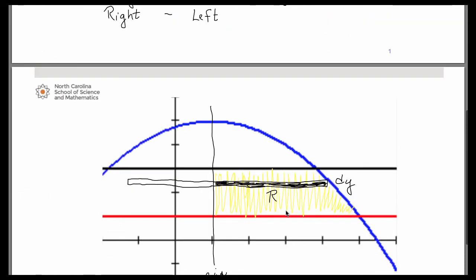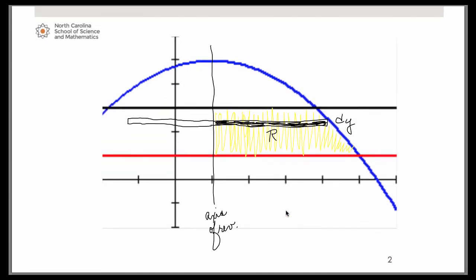So let's go ahead and set up our volume then. The volume is, now remember our limits of integration have to be y values, so in this case they are 1 to 3 of pi, and we need to take that r quantity and square it. Obviously the square root and the square cancel each other out.